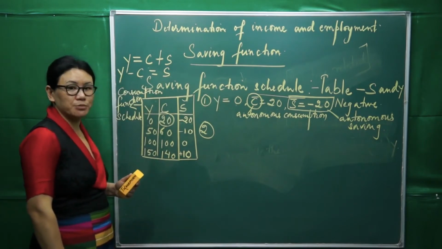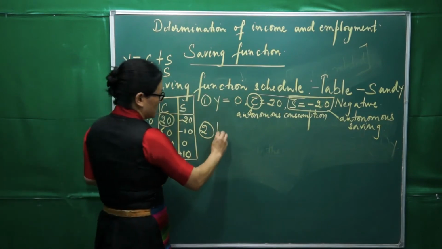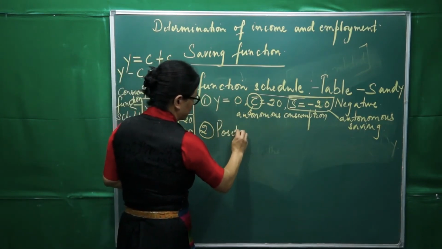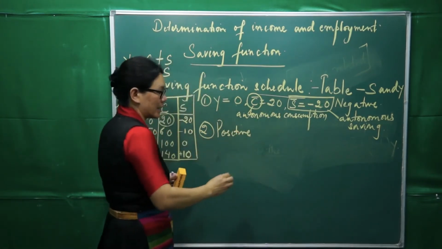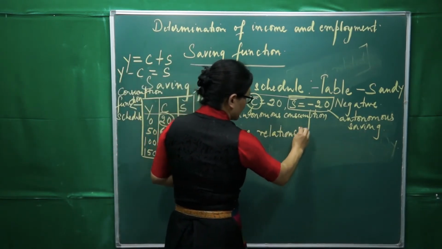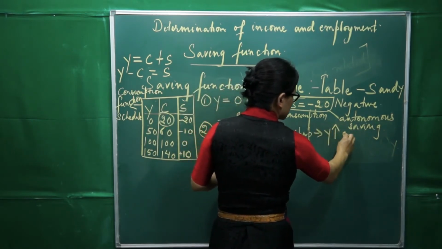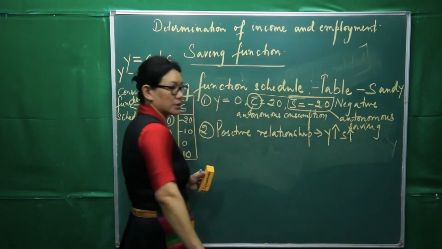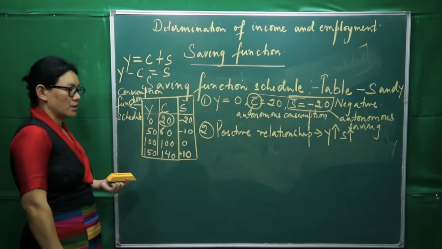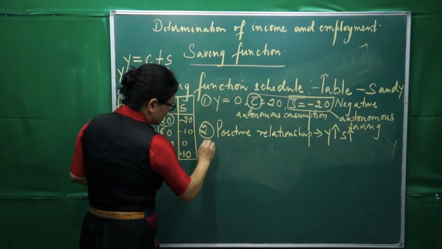Second observation. What is the relationship between income and saving? Positive relationship. Positively related. It means what? Again, income increases, saving will also increase. All right? Okay.